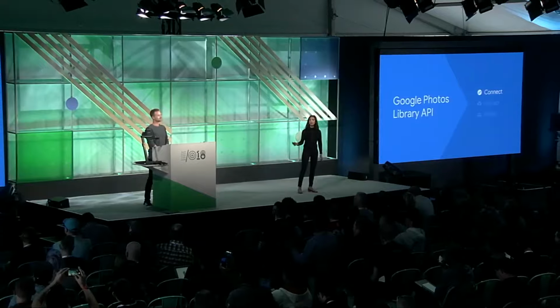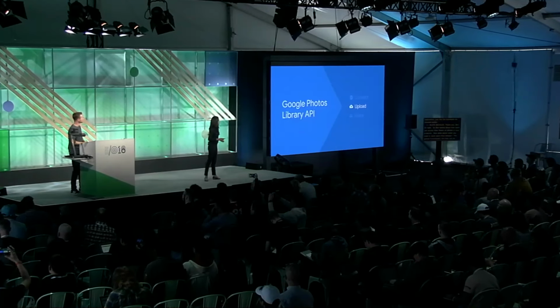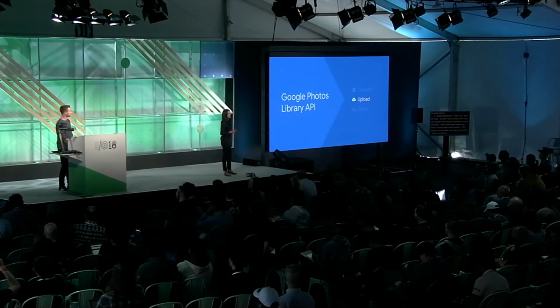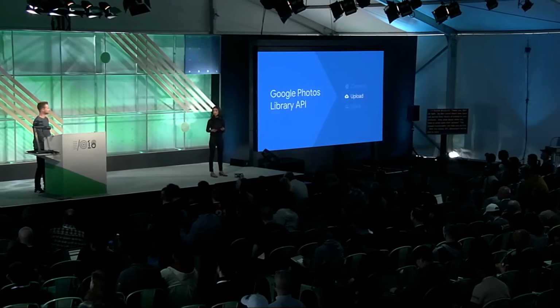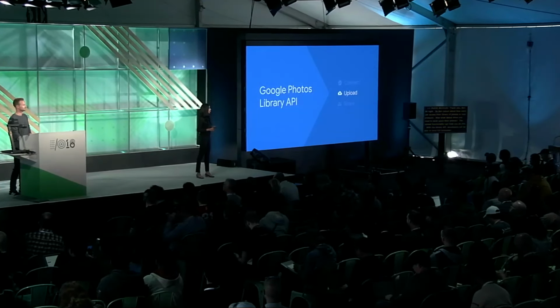All right, so Ben talked about how users can access their library of photos in your products. Now, what about when you need to send users their photos? The upload functionality can help you do this. So with the library API, developers will be able to send full resolution photos and videos to a user by adding it directly into their Google Photos account. Let me walk you through how this would work.